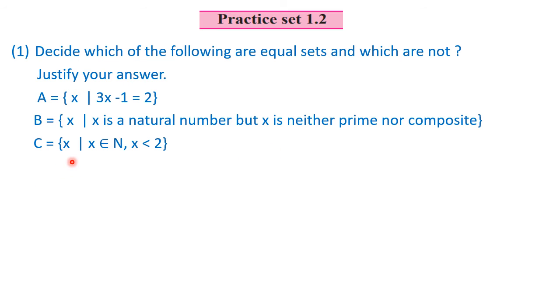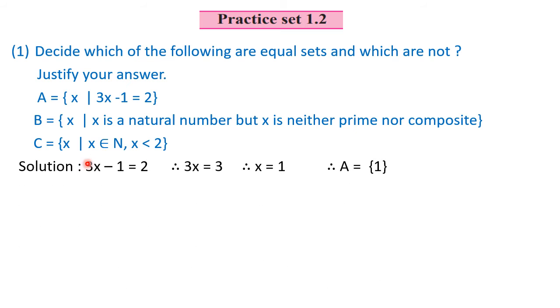And C is the set of all x such that x belongs to N, meaning x is a natural number, and x is strictly less than 2. Now see, all these sets are given in set builder form. As I have said previously, if we want to decide whether they are equal or not, we have to first write them in listing form. So while writing down the solution, you will write them in the listing method, or list form, correct?